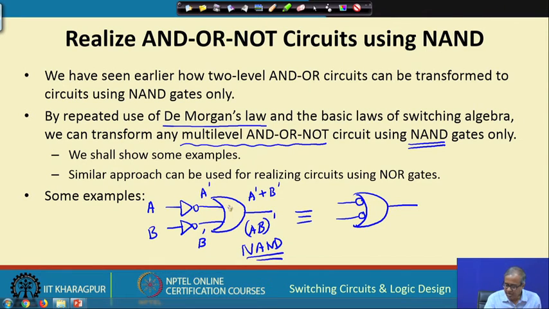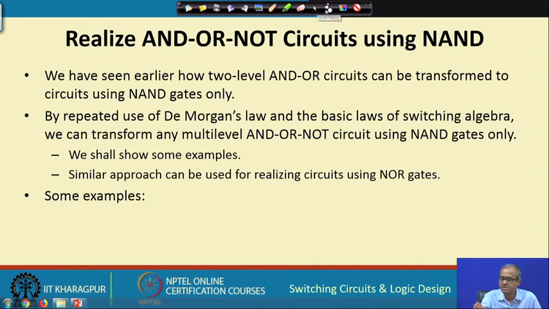So, any OR gate with NOT gates in the input is equivalent to a NAND. This you should remember. This is nothing but NAND. In some books you will find NAND gates are shown like this, because they are equivalent, right. Let us now take some examples to show how this kind of transformation can be carried out.